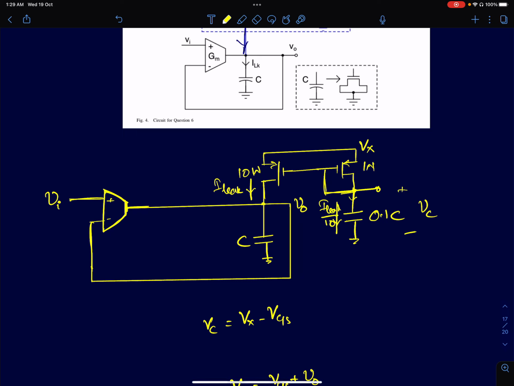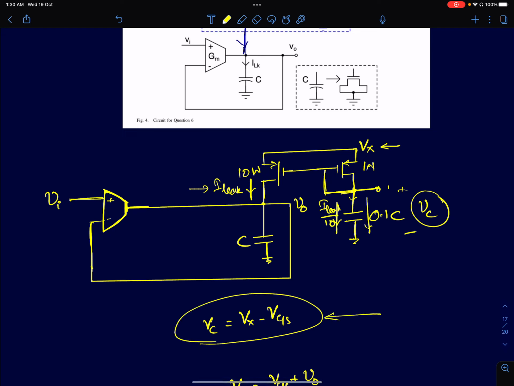Now the question is, is it going to mirror I leak? Who determines the current flowing in this capacitor? The current flowing in this capacitor is determined by the voltage across it. Let's call that voltage VC. Let the supply voltage of this current mirror be Vx. Then the capacitor voltage is simply given by Vx minus VSG. It's actually VSG of the PMOS, or mod VGS.